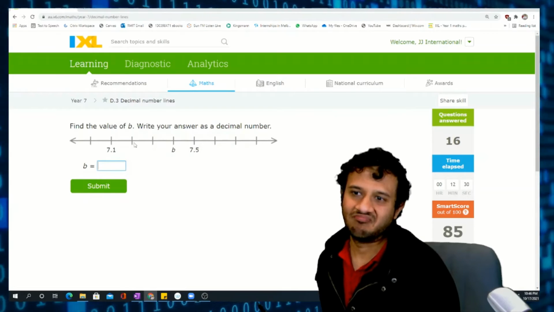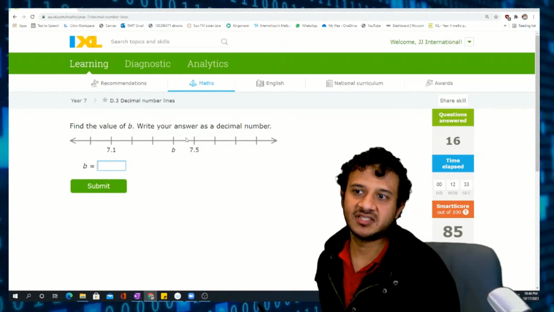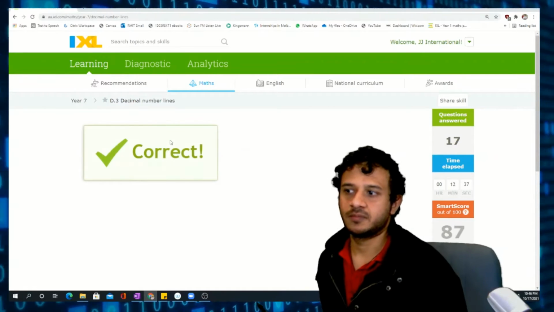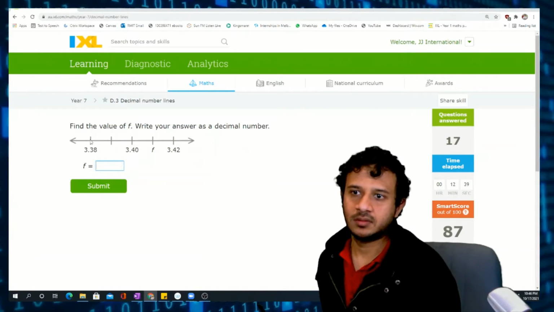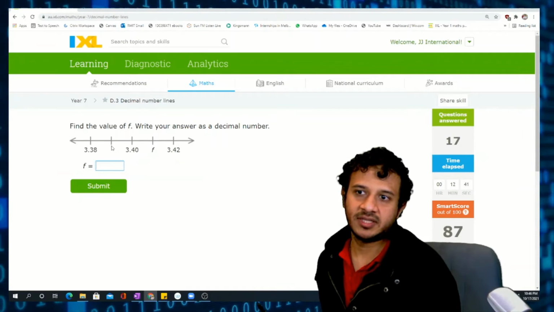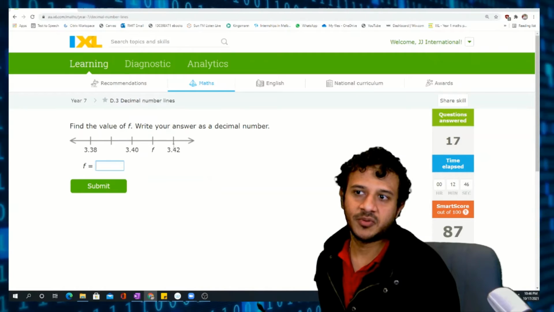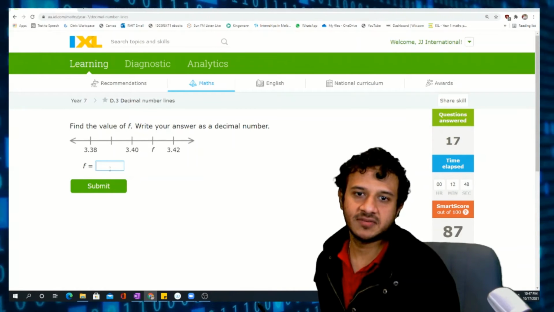7.1, 7.2, 7.3, 7.4, 7.5. 3.38, 3.39, 3.40, 3.41, 3.42. So 3.41 should be this value.